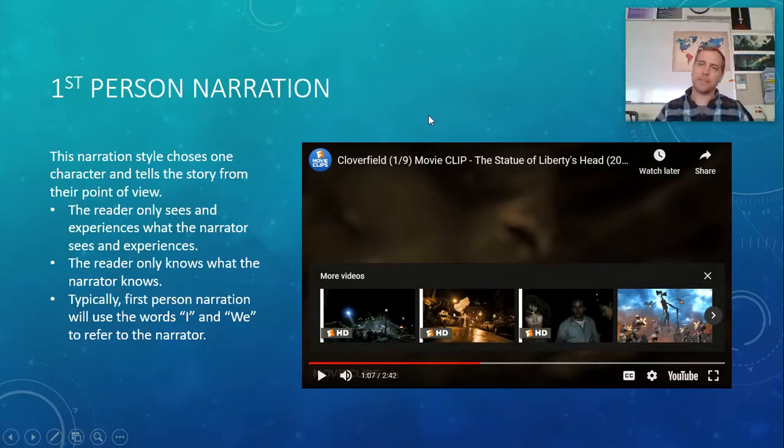Okay, and so you get the general idea. We're seeing through this person's eyes, or in the case of Cloverfield, through the camera. And so we really only know what that character knows. And often that will limit what we understand and what we see. And we have to walk the story through that person's point of view because we aren't getting any other forms of knowledge besides that first person or that one narrator's point of view.